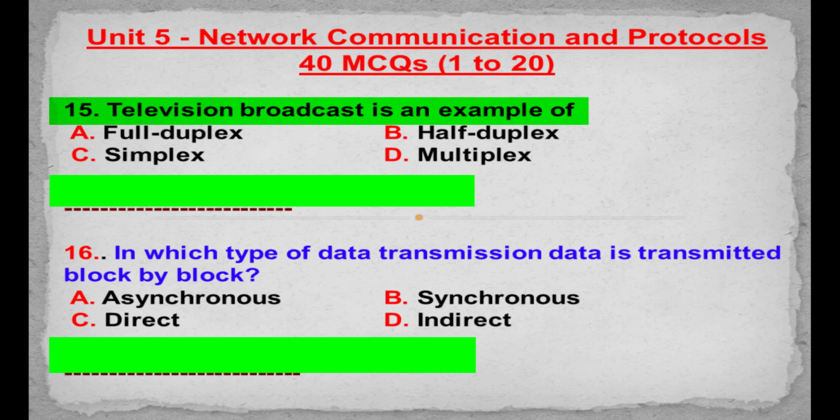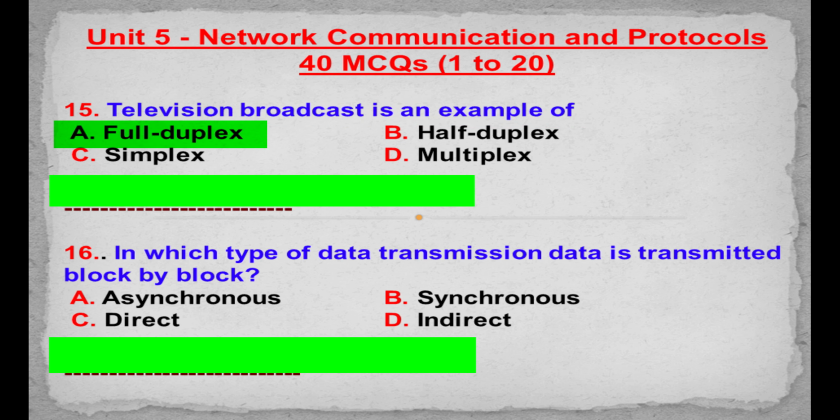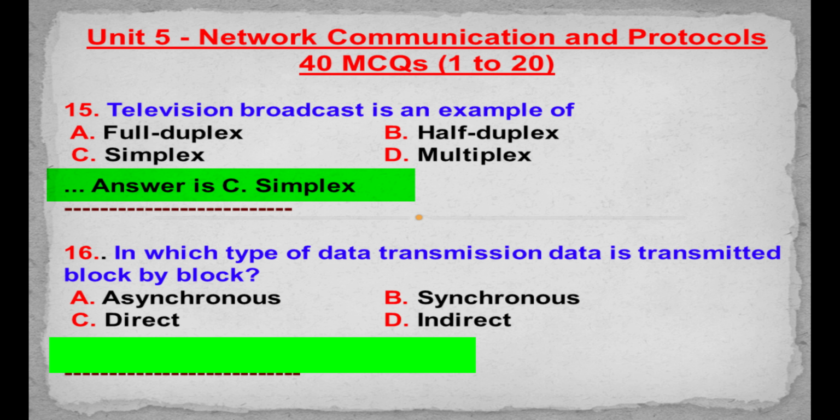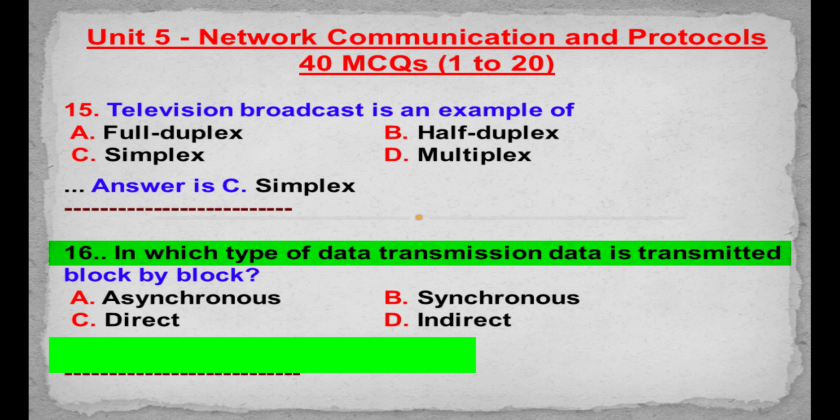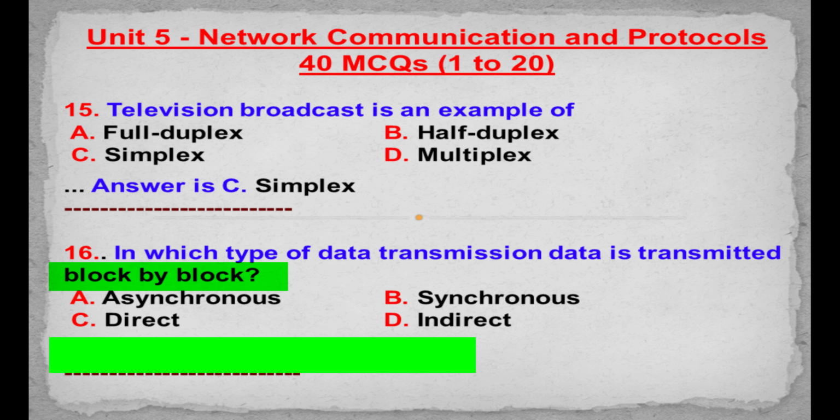MCQs number 15. Television broadcast is an example of. Option A, full duplex. Option B, half duplex. Option C, simplex. Option D, multiplex. Correct answer is option C, simplex.